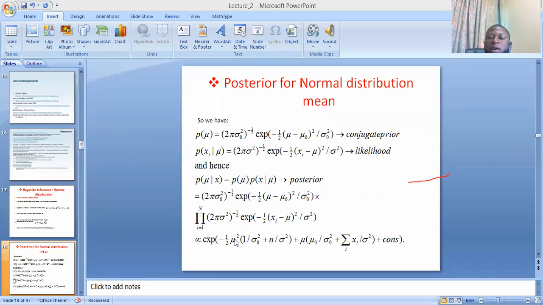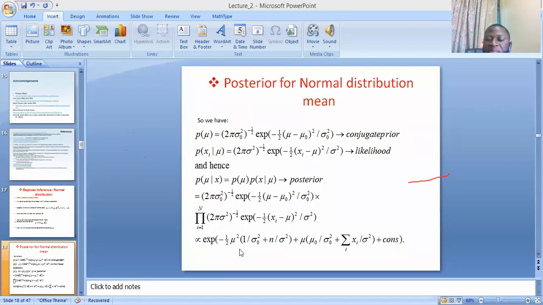So we have mean square, open bracket, 1 over sigma square, that is the variance of the prior distribution, plus n over the variance of the data. Now, plus the mean, multiplied by the mean of the prior distribution, divided by the variance of the prior distribution, plus the summation of the data points, divided by the variance of the data. Any other thing that remains becomes a constant because it has nothing to do with the mean.